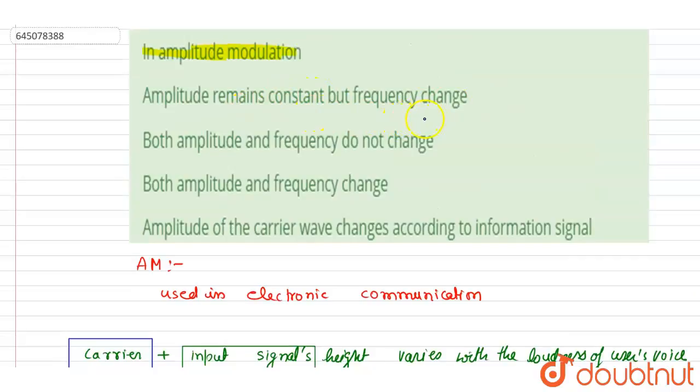Amplitude remains constant but the frequency changes? No, frequency modulation is another thing. The frequency is not at all changing here. Both do not change? No. So if you see, the amplitude of the carrier wave changes according to the information signal. So this is what is happening here, right? The information signal is changing the amplitude of the carrier, and the information is being transmitted by the carrier only. So D is the correct one.